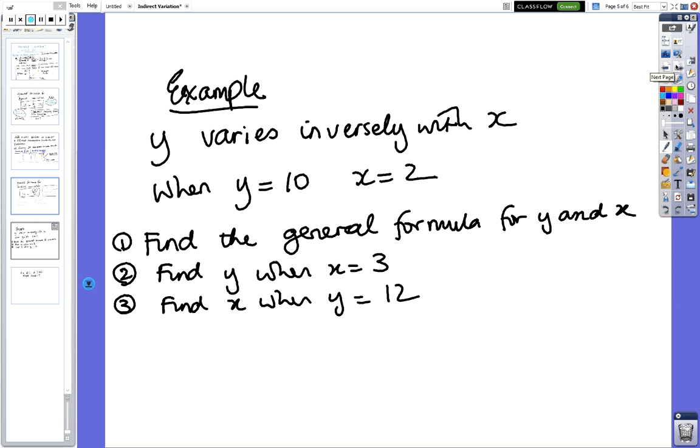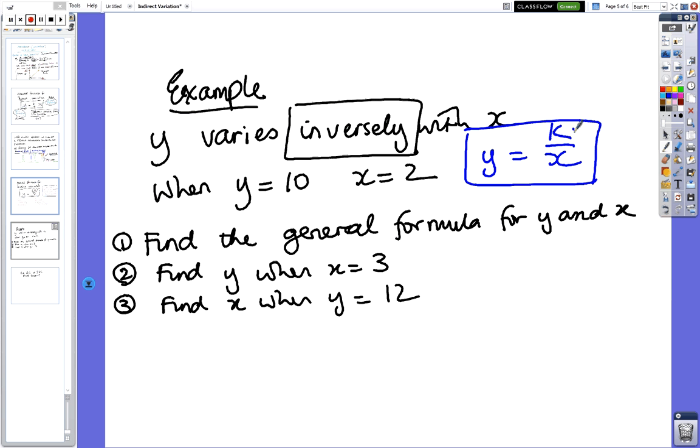Okay, so let's have a look at a question. In these questions, you get told explicitly that there's an inverse variation. You don't have to guess it. You're told in these questions that there's an inverse variation, so that's not the hard part. The first thing we do, once we know it's an inverse, is say y equals k over x, and that's the formula. And now we've got to find k.